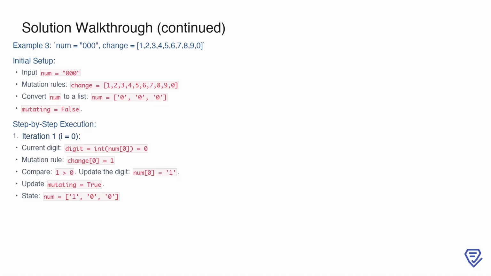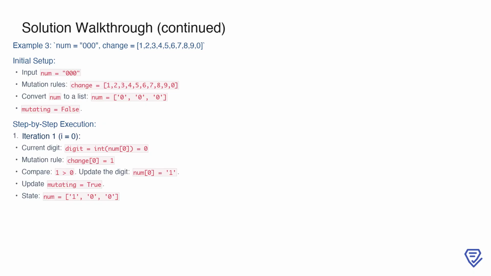In this third example, the input number is 000, and the mutation rules are provided in the change array. After converting number into a list, we have 0, 0, 0. The mutating flag is initialized to false.